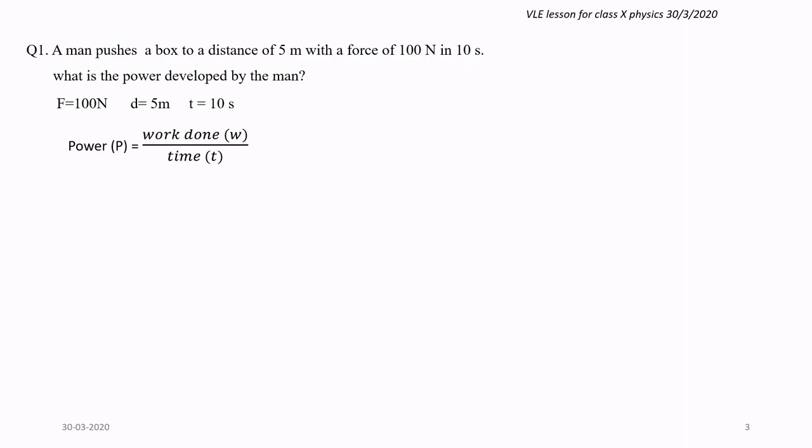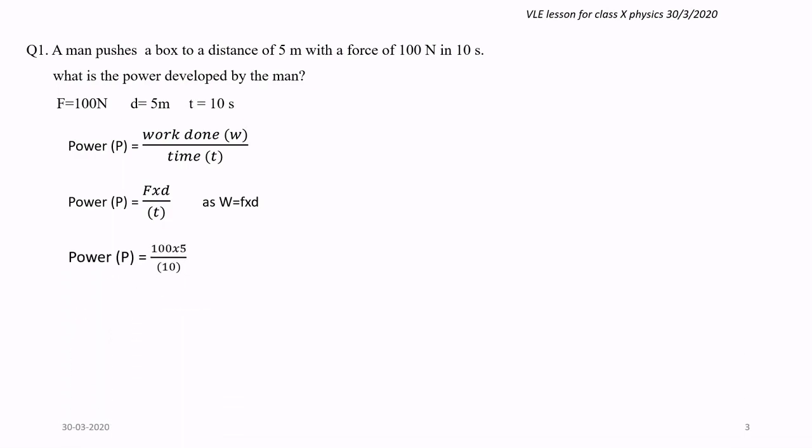Now first we will apply the formula of power. Power is work done over time, and here we are replacing work done by F times D, because we know that work done is force times displacement, or it is F D cos theta, but we assume that the box is being displaced along the direction of force applied, so we are considering the angle as 0. Whenever the angle is not given, we can consider the angle to be 0 and go with work done as F times D only, divided by time.